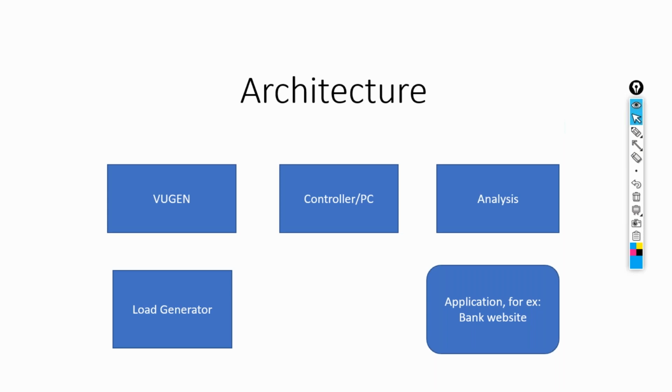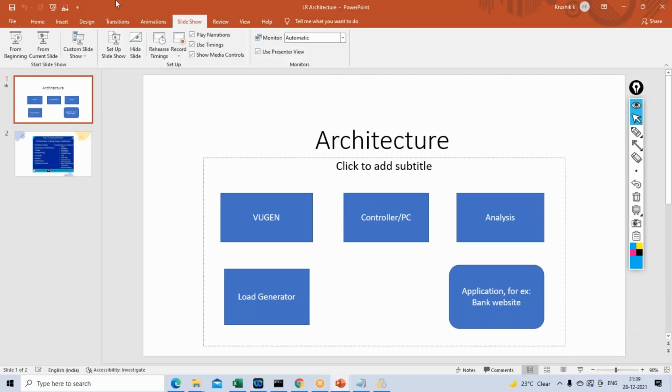So these are the different components of the load runner architecture at a high level: the load generator, the Vusion, the controller or performance center, and the analysis. This is all about the load runner architecture at a high level. There are a few more points to address related to this topic, which we'll cover as part of our upcoming sessions. Now we are done with architecture. The important components of the load runner architecture are load generator, Vusion, controller, and analysis.